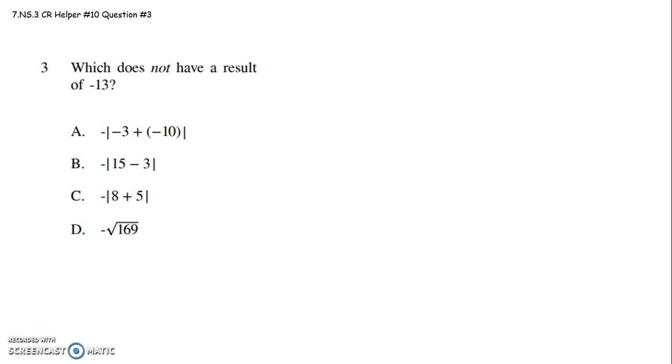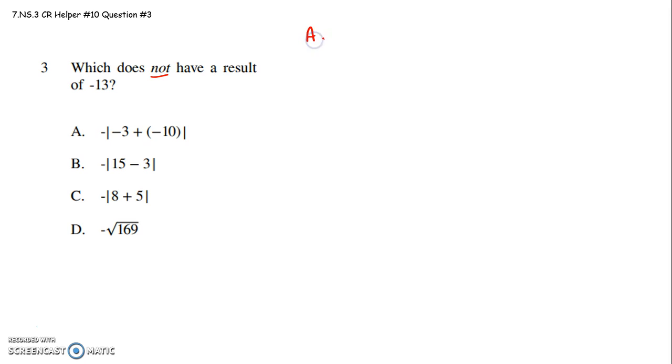All right, 7th graders, this is to help you with question 3 on CR number 10. It says, which does not have a result of negative 13? So what we're going to do is guess and check. We're going to work out letter A. Does that result in negative 13? Work out letter B, C, D, and see which one does not result in negative 13 when simplified.